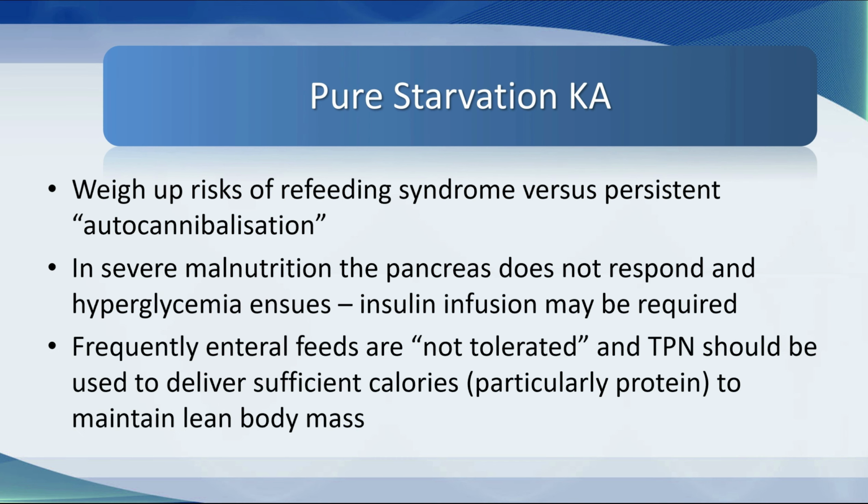Also, because the bowel has become atrophic in someone who has not been eating for a long period of time, frequently when you give the patient enteral feeds, either a gastroparesis prevents the stomach from emptying, or else the feed just runs straight through the bowel and isn't absorbed. So I think you should consider giving TPN, total parenteral nutrition, at quite an early stage to ensure sufficient protein calories to maintain lean body mass.